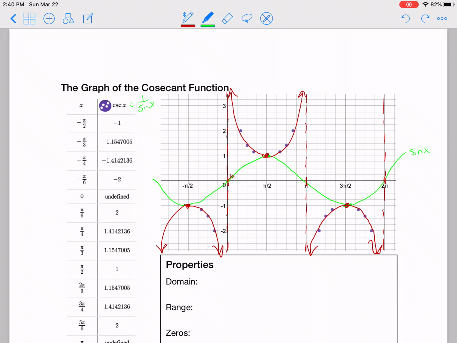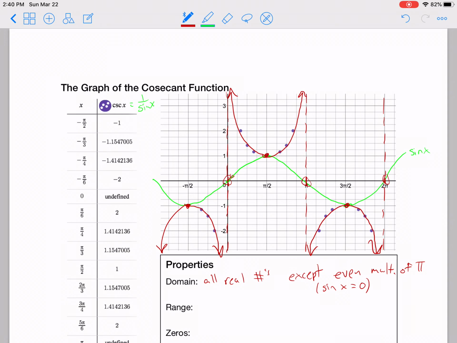Here, we're going to have a different set of domain and range. So for the domain, we can plug in every number. So all real numbers, except where we have those asymptotes. So except at 0, pi, 2 pi, except for even multiples of pi, okay? And that's wherever sine of x equals 0. All the sine x equals 0 locations where we got those asymptotes.